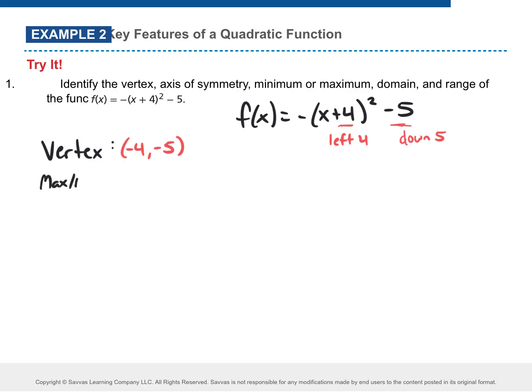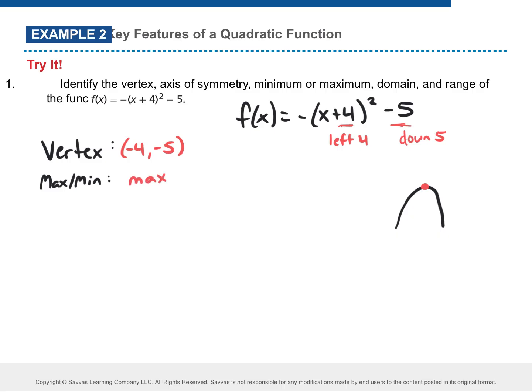Max and min. What's going to help us visualize max and min? Yep, so what does my parabola look like? Upside down here, because it's a negative. Yep, negative, so we got to go upside down. Is that vertex a max or a min? That's a max point because it's the highest point on the graph.